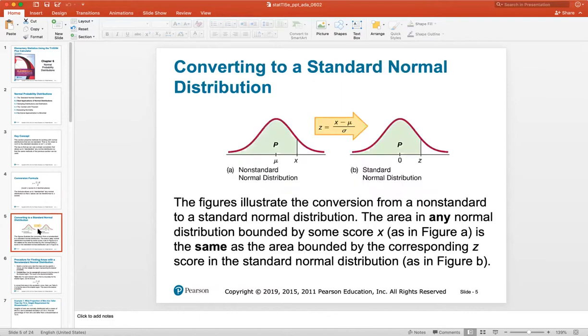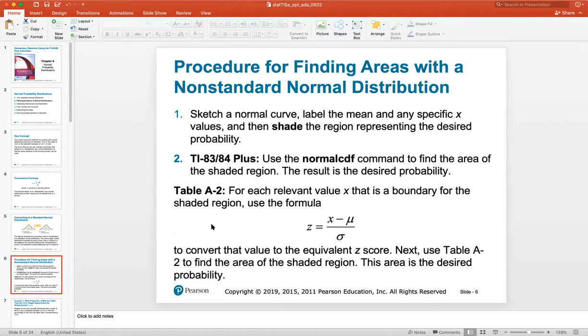Now see the figure illustrating the conversion from a non-standard normal distribution to the standard normal distribution. The area in any normal distribution bounded by some score x, see figure A right there, is the same as the area bounded by the corresponding z-score in the standard normal distribution.